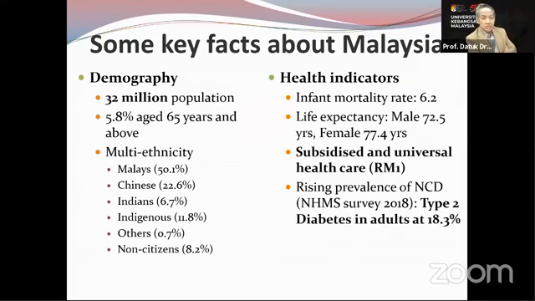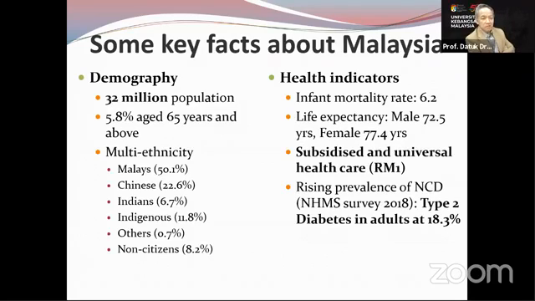Let me introduce Malaysia for the benefit of our guests from the UK. We have about 32 million population and about 6% are aged 65 years and above. A multi-ethnic nation. Our health indicators are not too bad; they are quite up there with the developed nations. We have a very strong and comprehensive subsidized healthcare, almost universal in nature. With just 25 US cents, we could get access to healthcare.